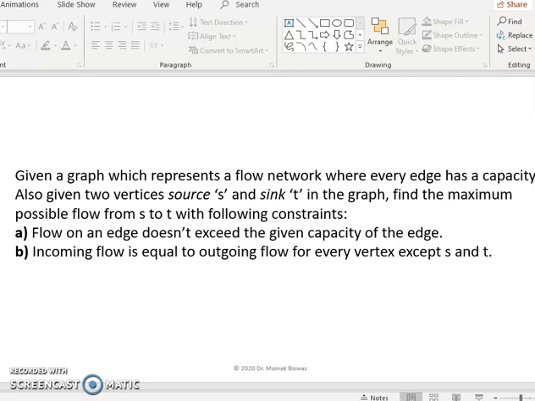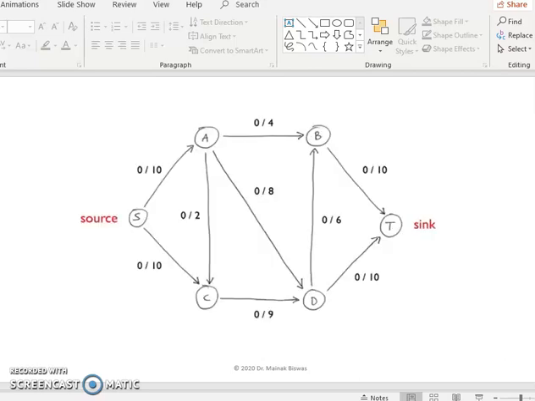So we have to find how much maximum flow can go from one node to another, such that the flow on an edge doesn't exceed the given capacity of the edge. Each edge has a capacity. We should not exceed it, and incoming flow is equal to outgoing flow. So let us take the problem.